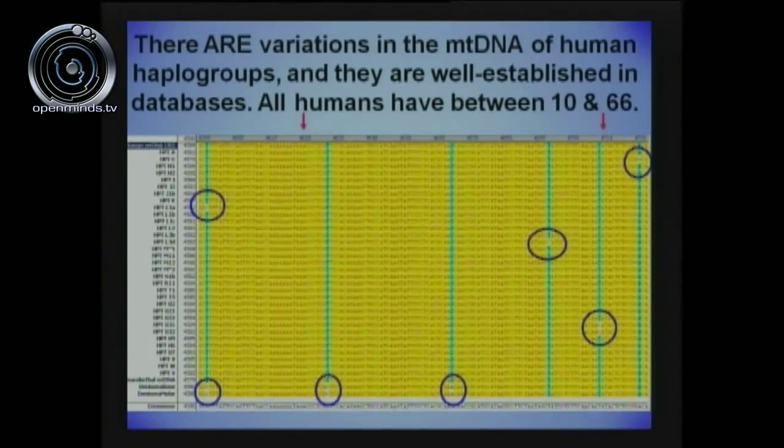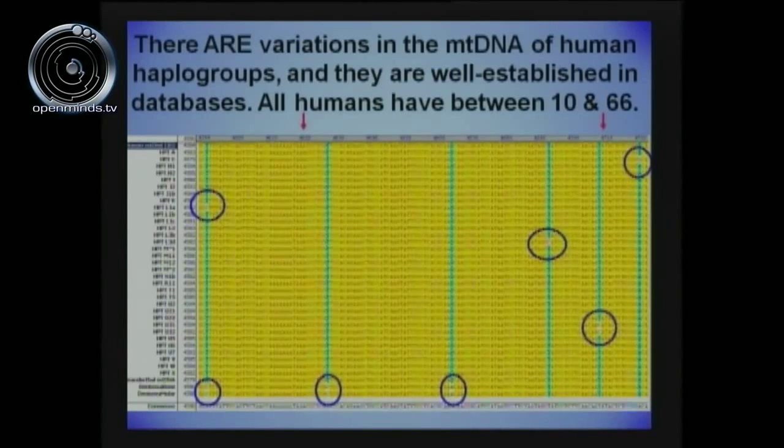Now, there are variations in the mitochondrial DNA of human haplogroups, and they are well established in databases. All humans, all of us here, have between 10 and 66. Only 10 and 66 in all 16,569 nucleotides. You with me?